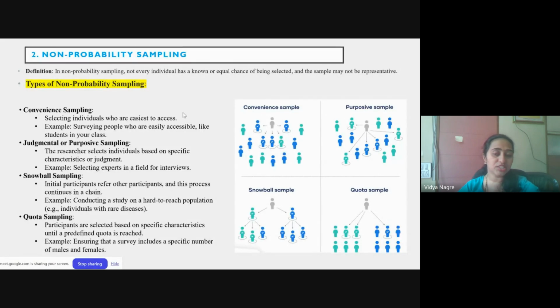Okay, so this is purposive sampling. In purposive sampling, you have to very carefully choose your sample. You have to very intentionally target your sample.